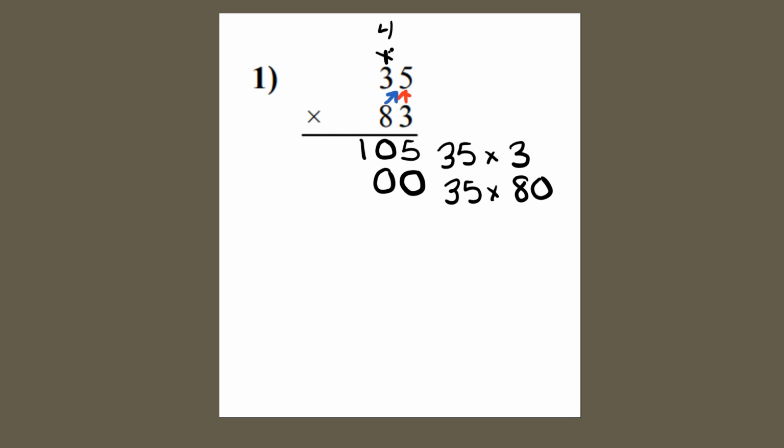And I could cross out the 1 that I put there before because we don't need it anymore. And then I will do 8 times 3 is 24 plus 4 is 28. And then just like we practiced with our partial products, we will add these two numbers together. So our final answer is 2,905.